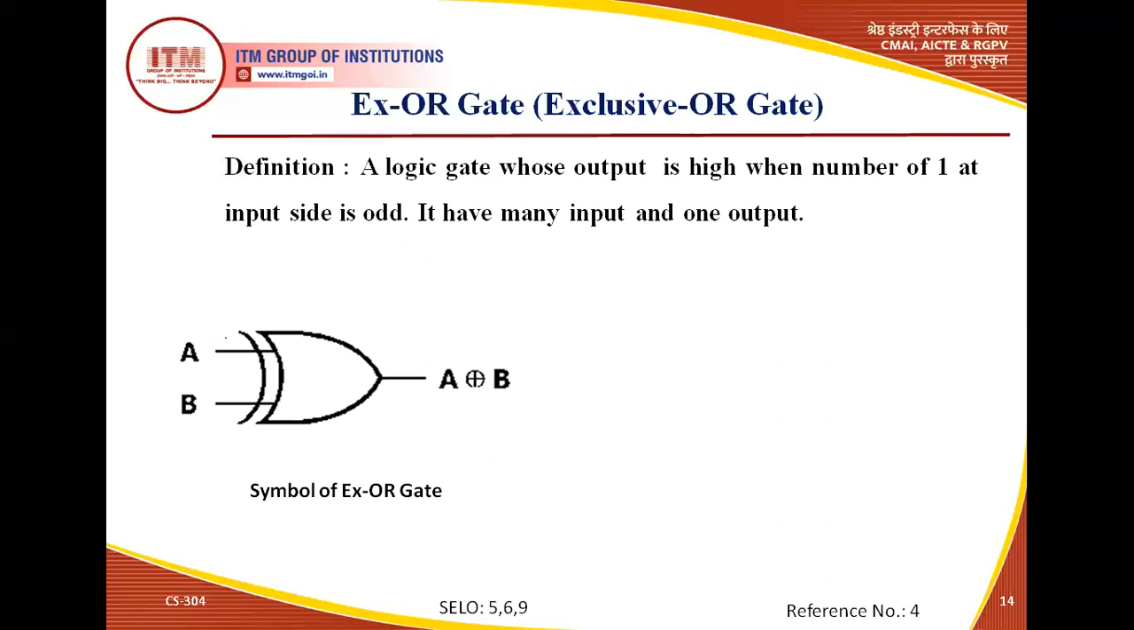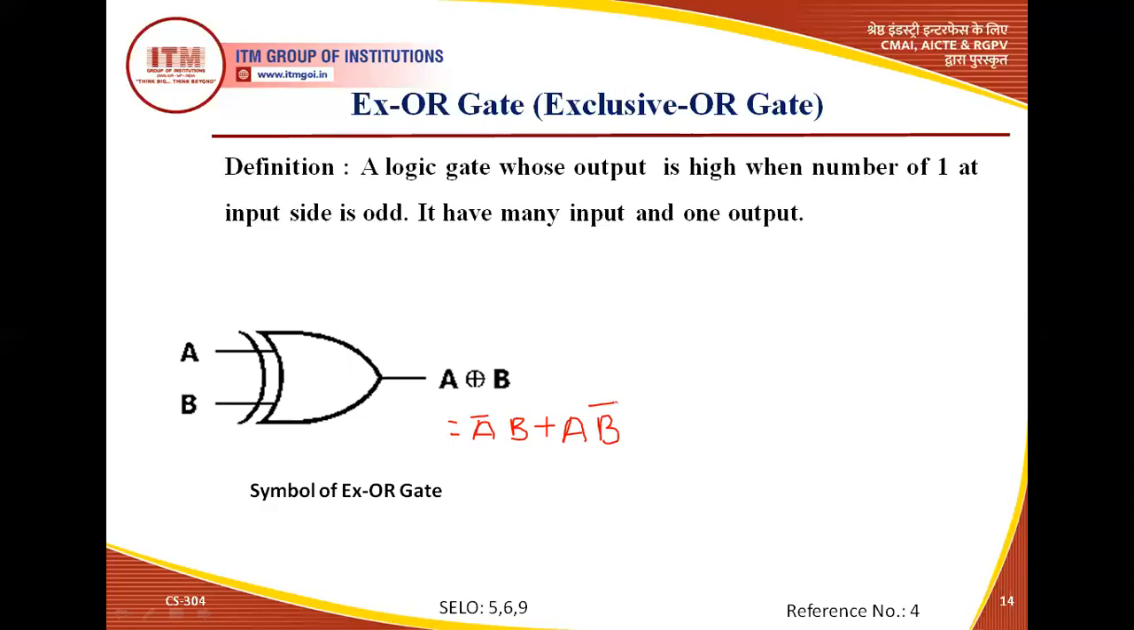Like an OR gate, a curve is placed at the input side, and the symbol is a circle with a plus sign inside. So A XOR B. The Boolean equation of this can also be written as A bar B plus A B bar. That is the expression for the XOR gate. That means A bar B plus A B bar.